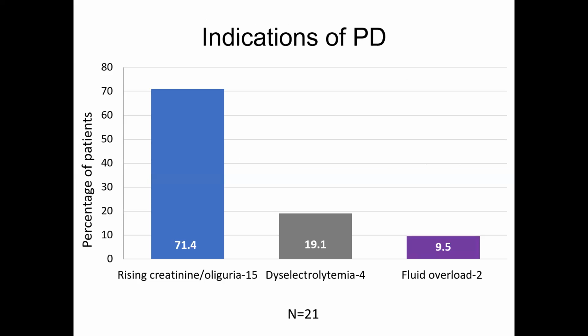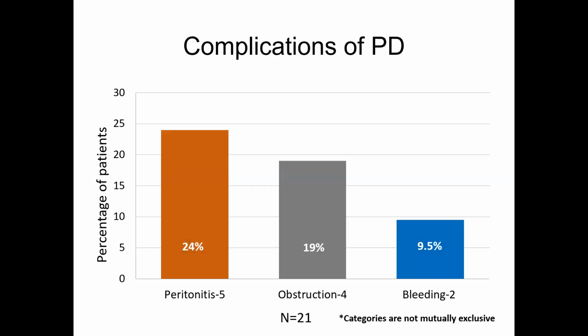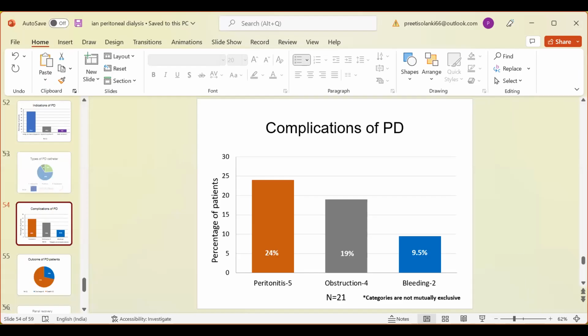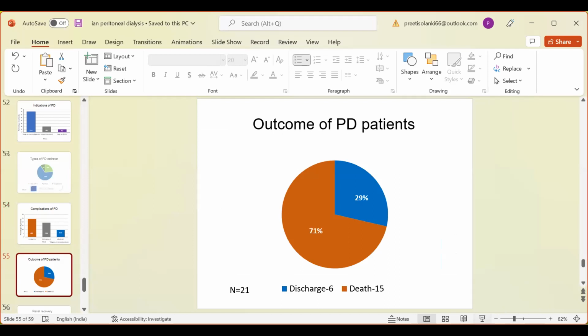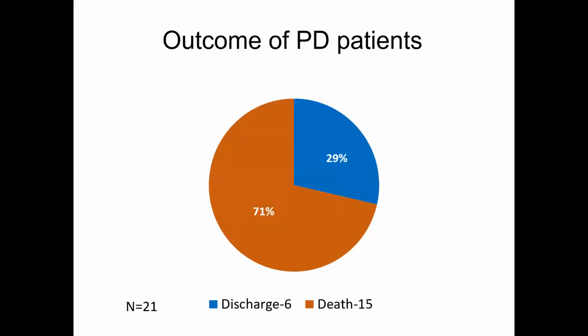The most common indication, in 71.4% of patients, was rising creatinine and oliguria, followed by dyselectrolytemia, and fluid overload was seen in 9.5% of patients. The main complication in our case was peritonitis in 24% of patients, followed by obstruction in 19% of patients, and then bleeding in 9.5% of patients. Among all patients, 71% were discharged successfully and 29% succumbed to death.